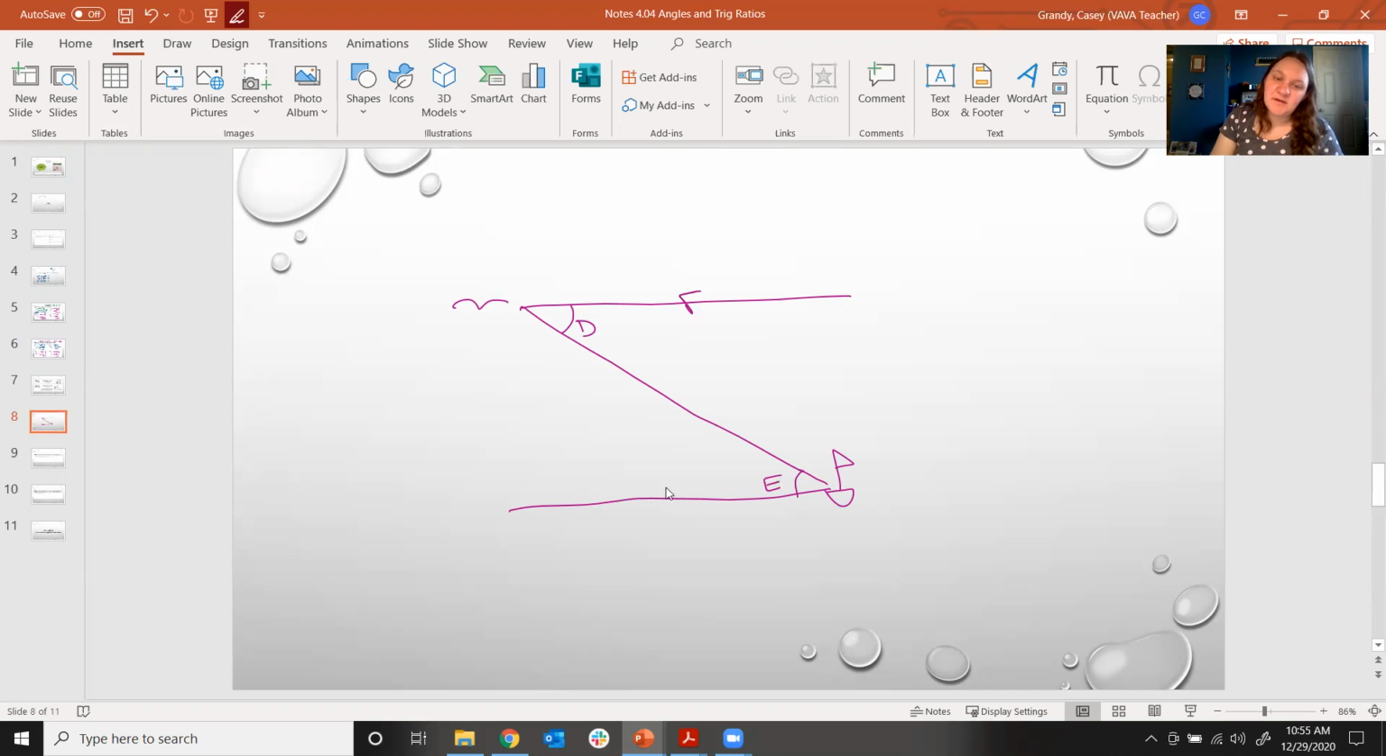Well, these lines are parallel. Alternate interior angles are always congruent. So your angle of depression and your angle of elevation will be congruent.